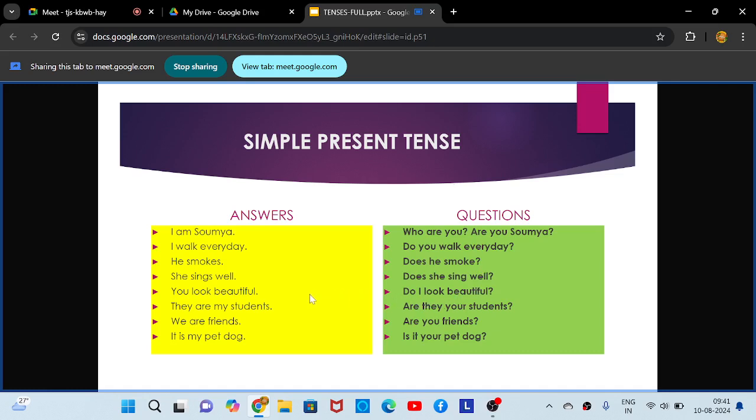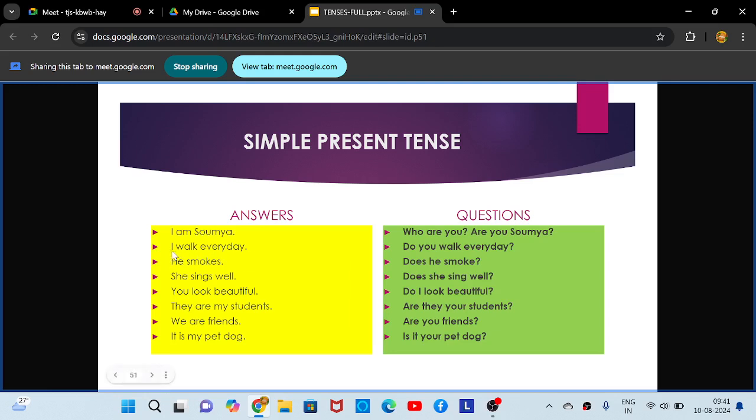Now the answers, for example, for the question, do you walk every day? You can check the answer as I walk every day. So for the question, do you walk every day? The answer is I walk every day. Now you can check the structure of the answer. I walk every day.